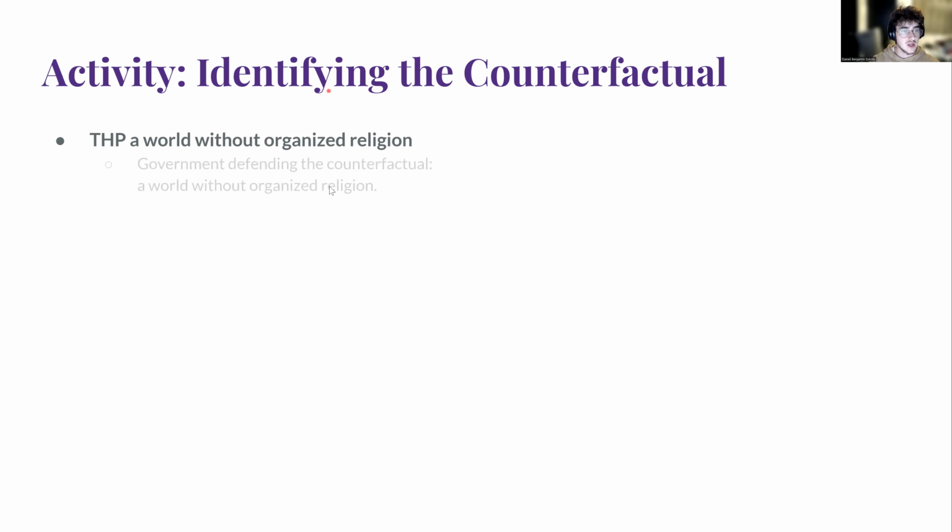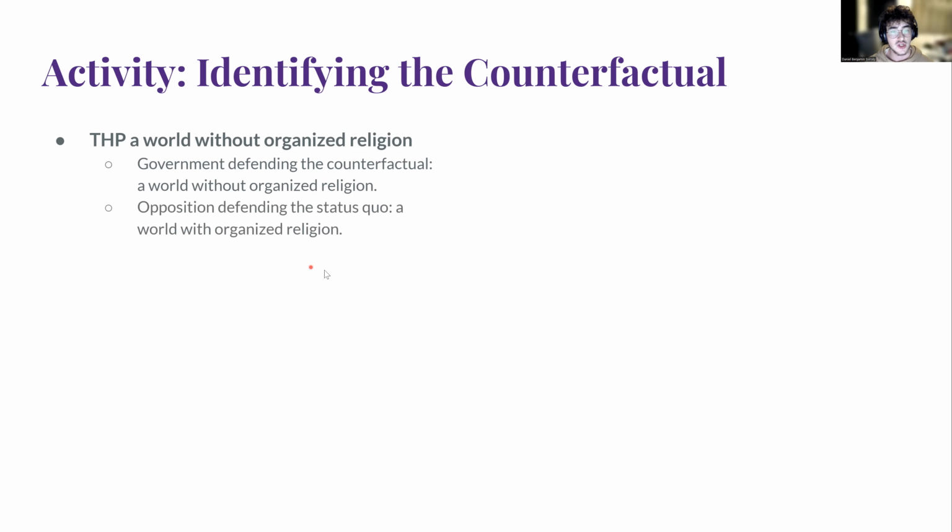All right, so government's defending the counterfactual, a world without organized religion. So again, in our current world as is, we have organized religion. So that'd be Christianity, or Catholicism. That would also be things like Judaism. The different power structures we have kind of flow from top to bottom. We have like a pope, for example, for some religions and stuff like that. So it is very organized. Opposition's defending the status quo. We already have organized religion in our world. Some people follow it, some people don't.